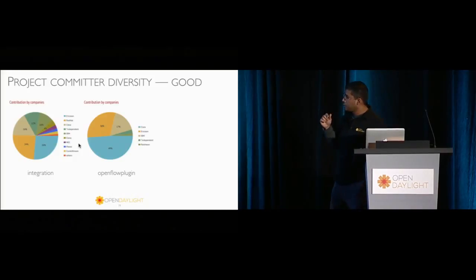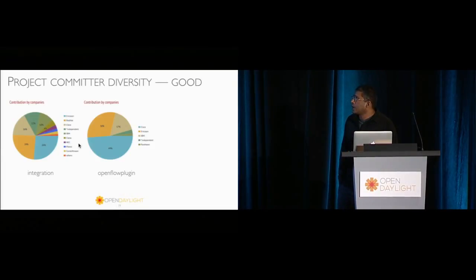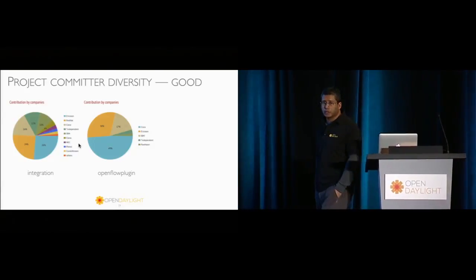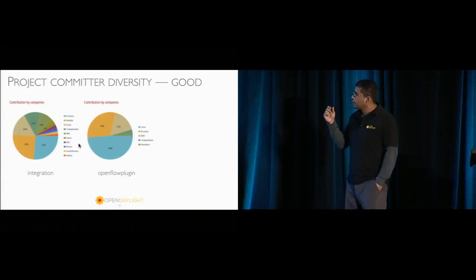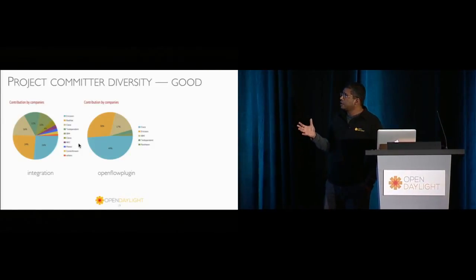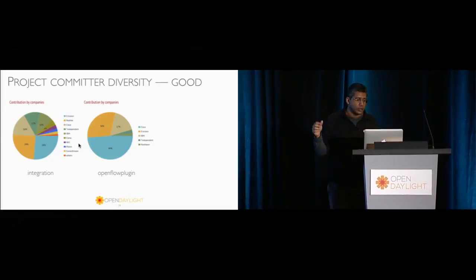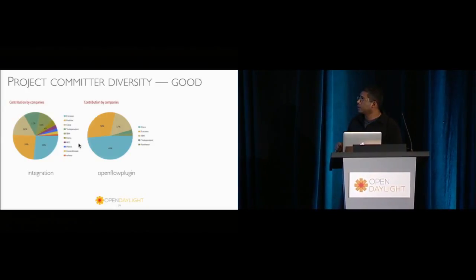Another good example is the OpenFlow plugin project. So we had a project to build OpenFlow 1.3 as part of Hydrogen. And that project also has a number of different companies. It's not as large a set as the integration project, but there's a significant set of commits coming in from a variety of companies. This is, I think, another good example of a project where we had good committer diversity.